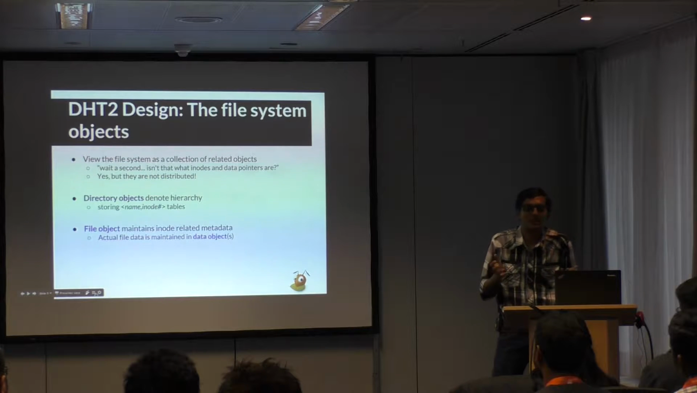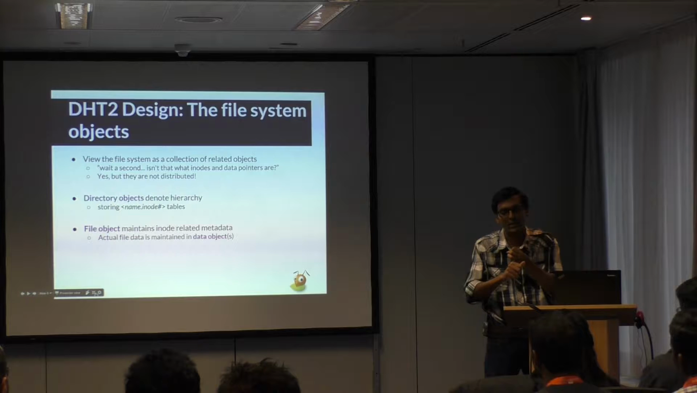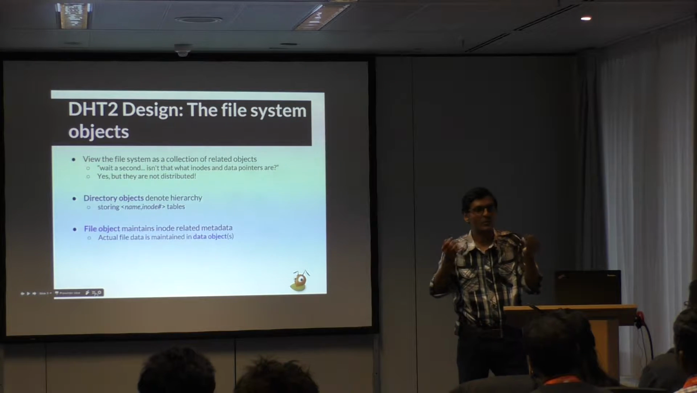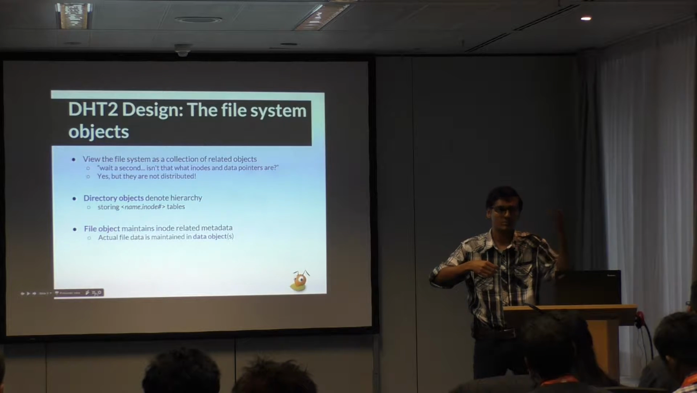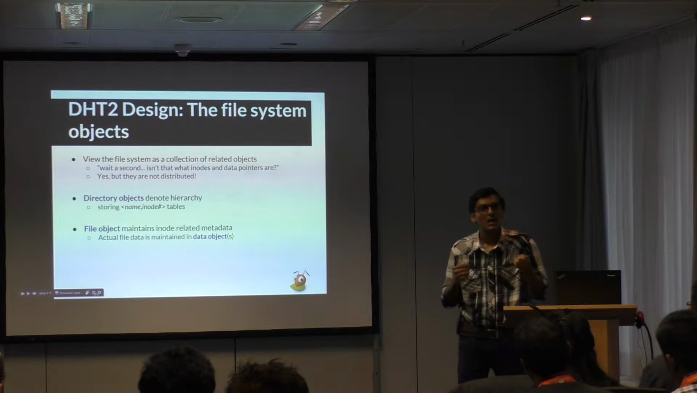So if you look at the file system objects, what do we have? We have directory inodes, we have file inodes, and then we have data pointers. So you have directory objects, file objects, and data objects. Directory objects pretty much maintains the hierarchical information. It says who are my children and what are their inode numbers or GFIDs.